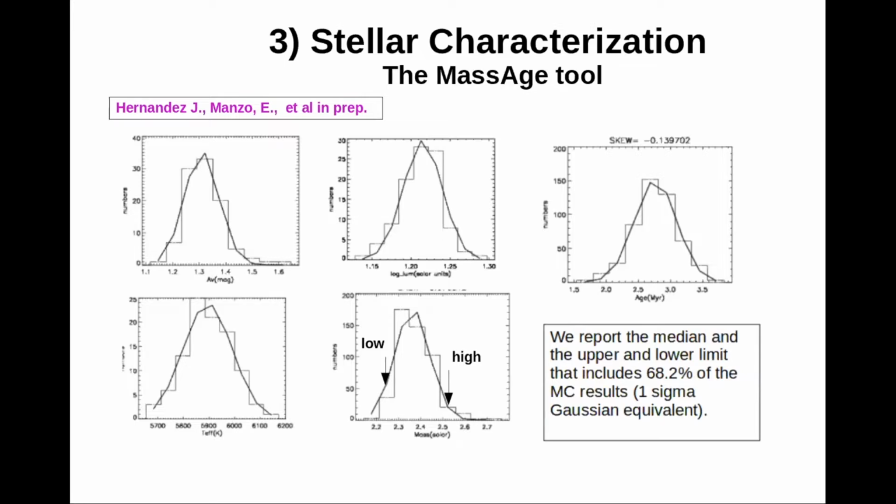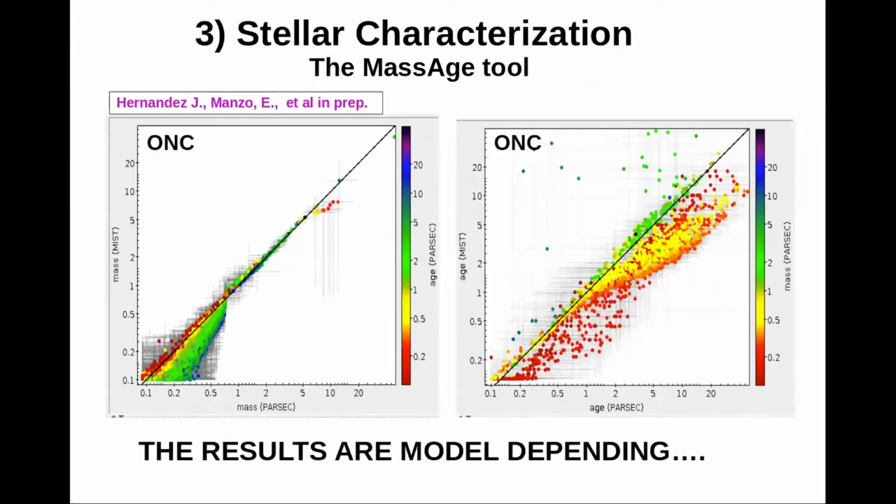So be aware that the results here are model dependent. For example, here I compare the masses and ages from two standard models, PARSEC and MIST. In general, PARSEC gives older ages than MIST for a star of 1 solar mass or less, as you can see in this plot here.